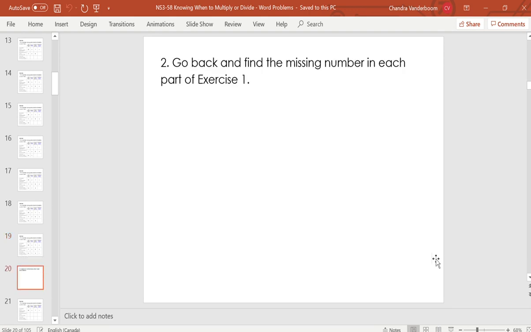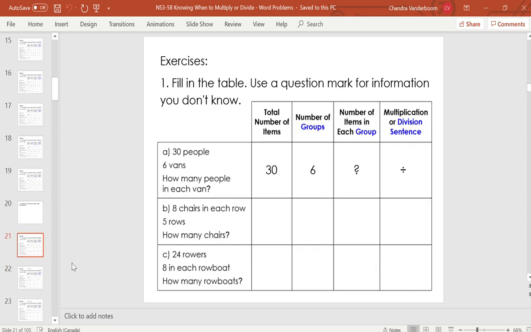Our next question is, go back and find the missing number in all of them. So we need to solve them now. Okay, let's see. The first one, 30 people in 6 vans. How many people in each van? Well, 30, question mark. We're going to do division. Let's write out our sentence. Here we have 30 people altogether divided by 6 vans equals how many in each van?